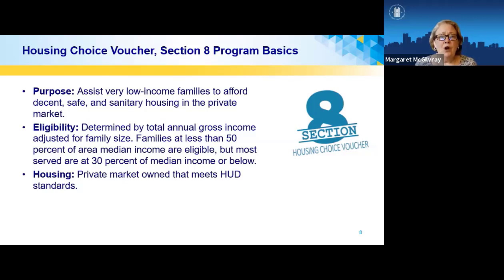Median income levels are published by HUD, but vary by location. So those levels can be different from one community to another. If the PHA determines that the family is eligible, then they put their name on a waiting list. And when a voucher becomes available, they contact them and they come in to receive that voucher. Let's look at the next slide on Section 8.